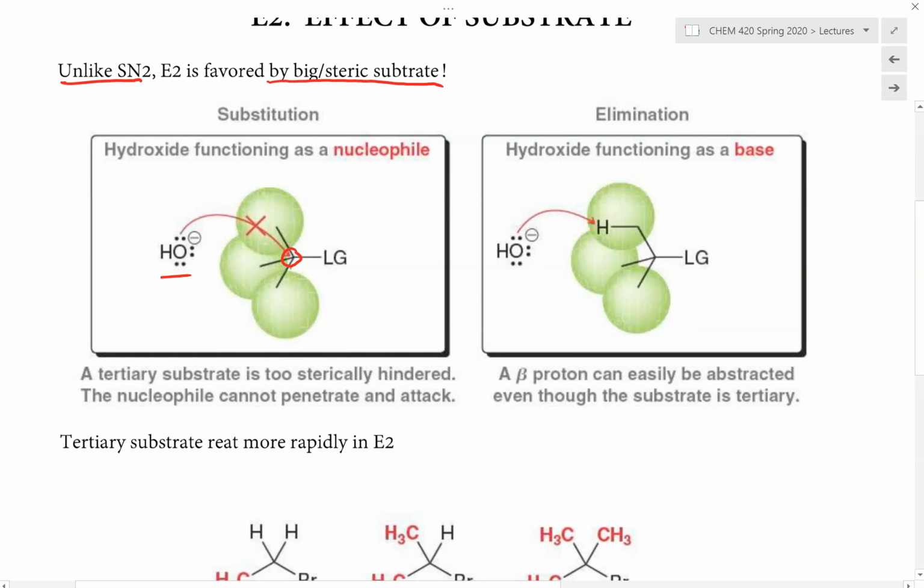However, in elimination reactions, the hydroxide here is serving as a base. And being a base, all it has to do is pick up a proton. It does not even attack this carbon directly, but picks up the proton at this beta position. Therefore, it is much less sterically hindered and can come in and pick this up easily. So sterics is not a problem at all, and this is why the bigger the substrate, the faster the rate of the reaction.